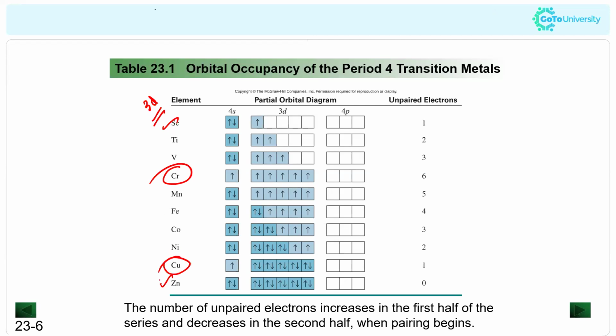and copper. Before moving to that, just write down the points, then I'll discuss this one.